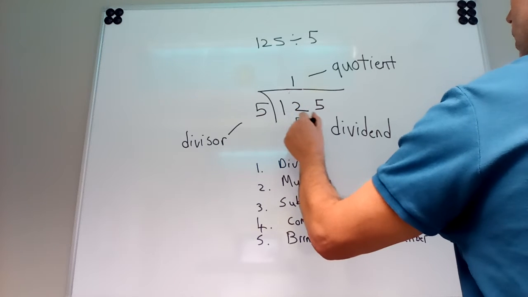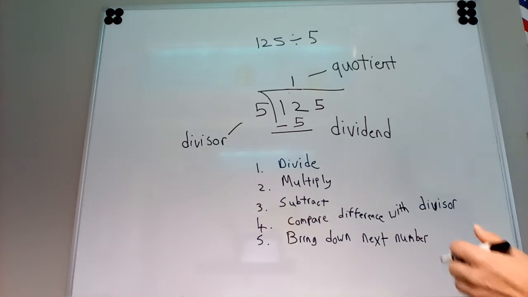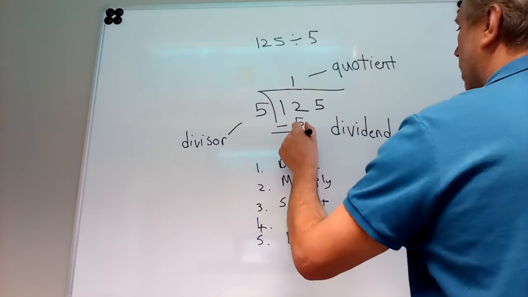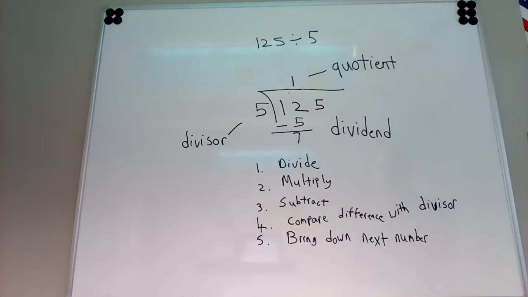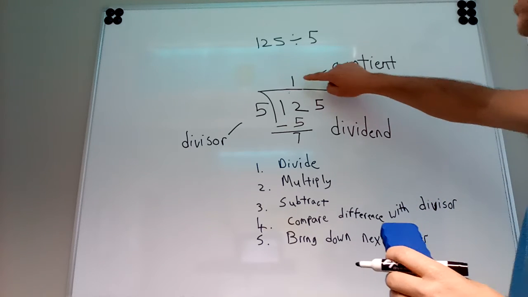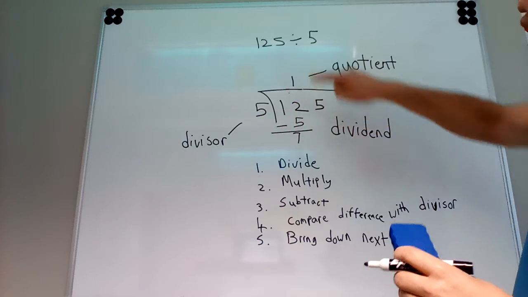I would put that there. Then I would subtract my 5 from my 12. Well, if I do that, I'm going to end up with 7. Well, 7's bigger than 5, so it's not going to work. That's a problem. So that's why I say it's got to be the biggest number, the most times this number will go into this number without going over.